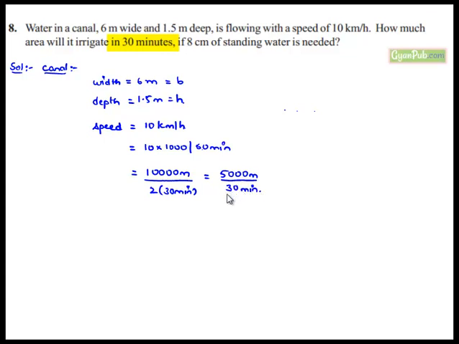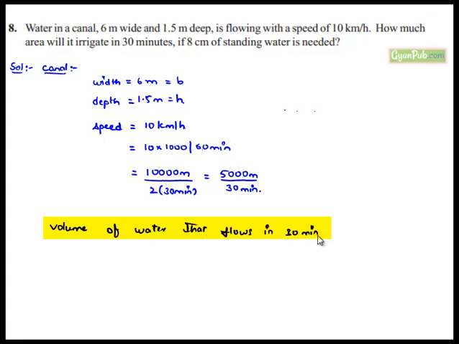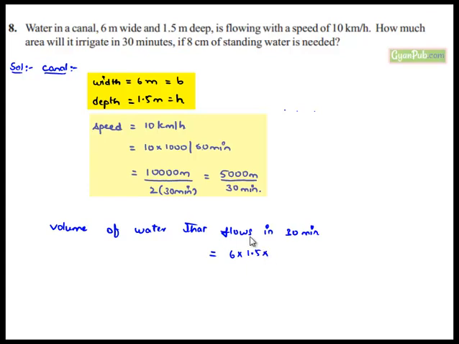Now, as we obtained the speed in meters per minute for 30 minutes, we can find the volume of water that flows in 30 minutes, which is equal to width, here 6 meters, into depth, here 1.5 meters, and there is a lengthwise change in the speed. Therefore, here the length will be equal to 5,000 meters, that is 6 times 1.5 times 5,000, which is 45,000 meter cube.